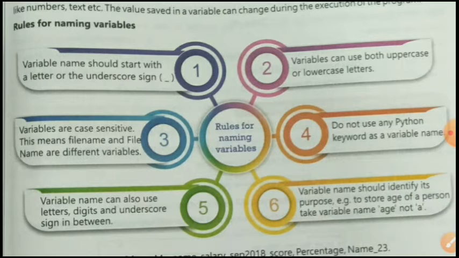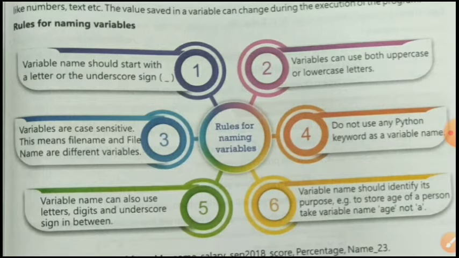Variable name should start with a letter or underscore. Variables can use both uppercase or lowercase letters. Variables are case sensitive. This means that if you write a file name in lowercase or uppercase, these are different variables. Don't use any Python keywords as a variable name.